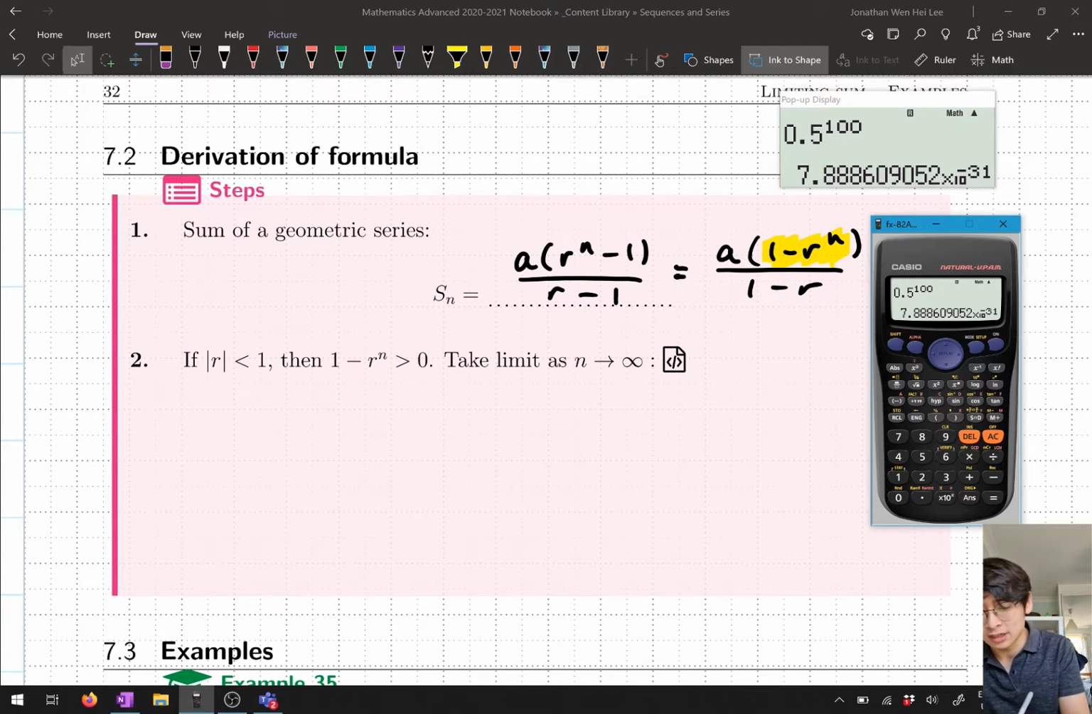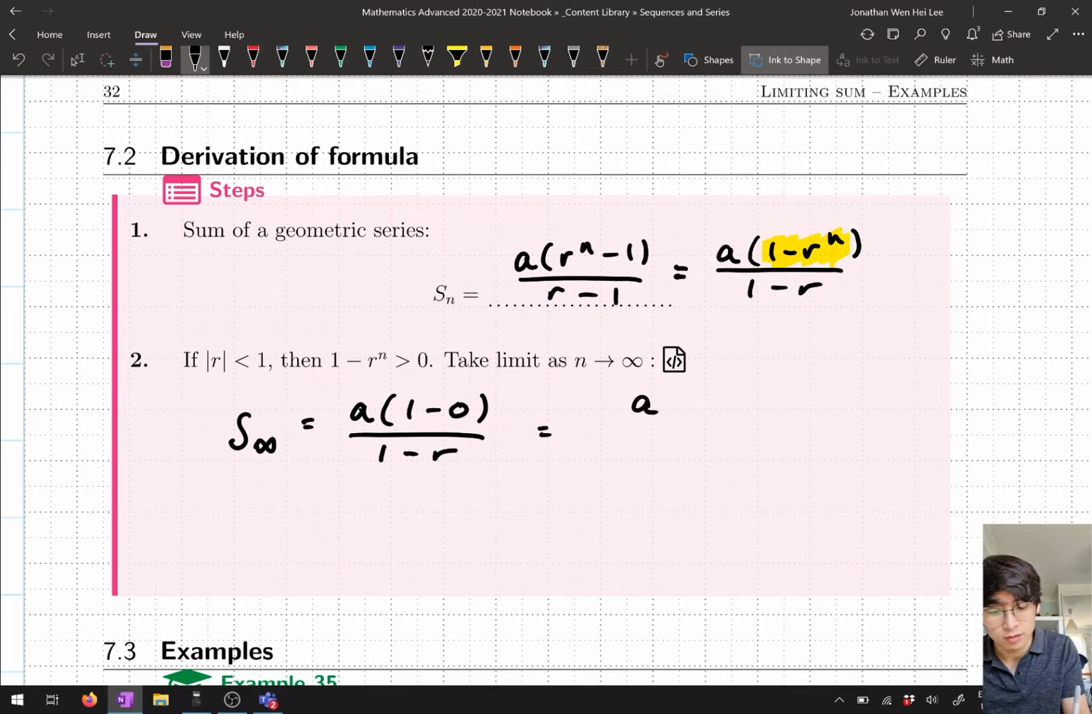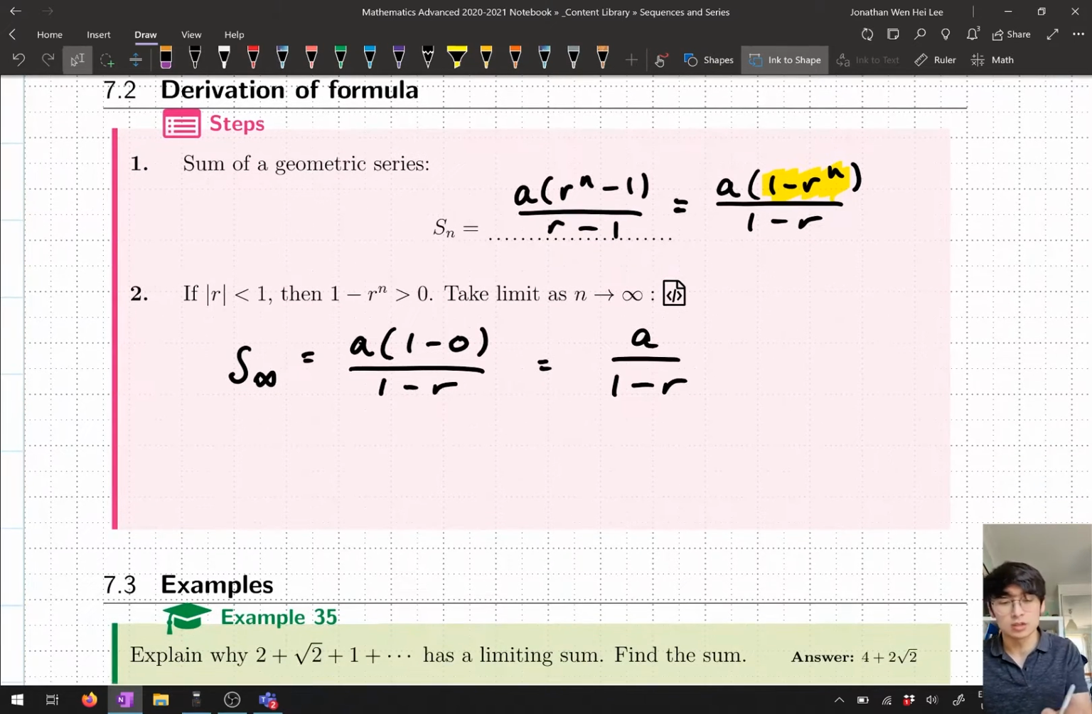And so what happens here is, as n goes to infinity, this r to the power n term will disappear. So we get a times 1 minus 0 over 1 minus r. And so we get this result here. So the formula that we're actually going to use, when we take this infinite sum, is a over 1 minus r.